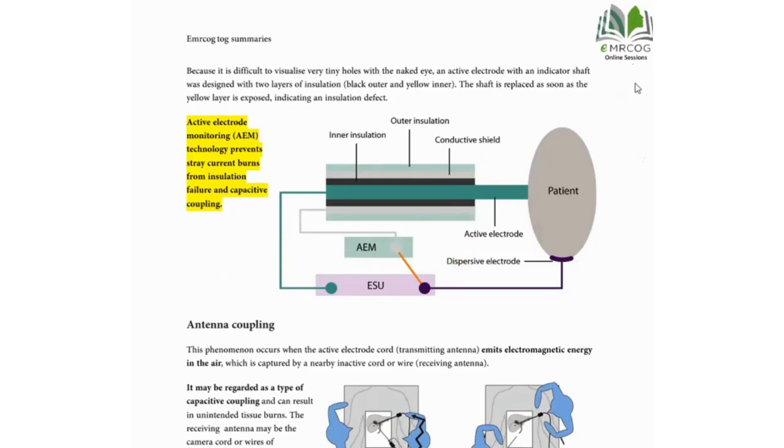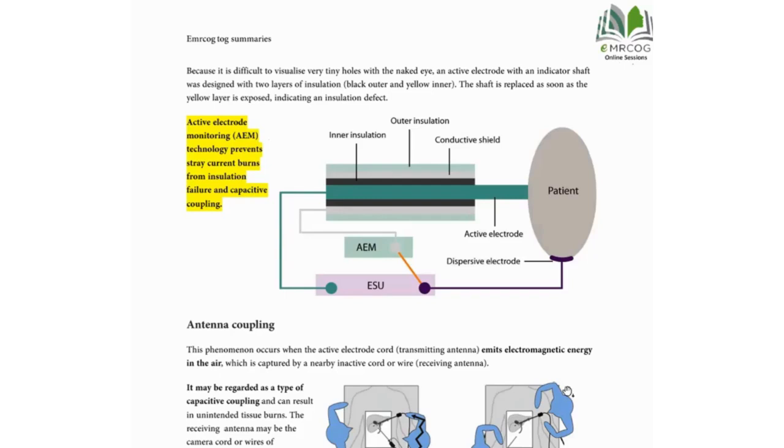By the way, in the CPD question, there is a question about the active electrode monitoring. This technology, which kind of complication will it prevent? Insulation failure and capacitive coupling. It will not prevent direct coupling. It will not prevent direct application. It will not prevent antenna coupling, for example. So it can also come as an SBA.